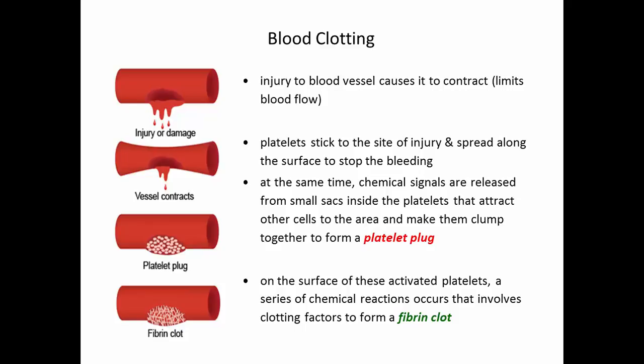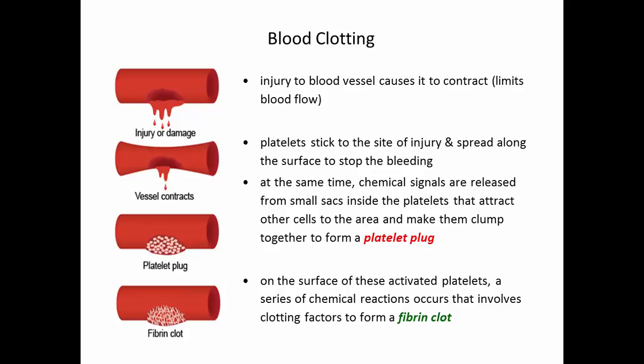On the surface of these activated platelets, there's a series of chemical reactions that occur that involve a number of clotting factors. And this is a whole cascade of reactions that requires the presence of at least 12 different clotting factors. And if you're missing one of those clotting factors, then this, just like a series of dominoes that is missing a domino where there's a big space, then the reactions can't continue and the person can't form a fibrin clot. So this all happens on the surface of these activated platelets, and it requires at least 12 different clotting factors. These are proteins found in the blood.